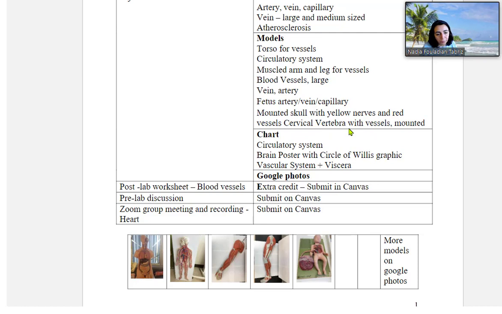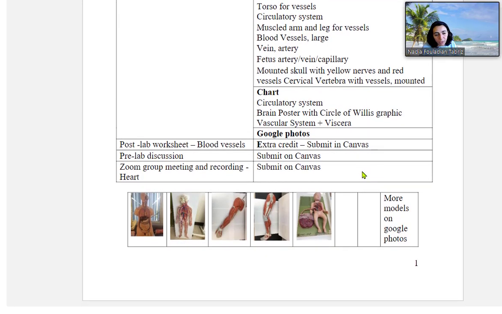And cervical vertebra with vessels, that you have the vertebral artery over there. Then you have some charts for the circulatory system. That is something like this, that is naming everything actually over that one. And circle of the Willis and the vascular system plus viscera, that is showing that next to each viscera, each internal organ of the body, we have some vessels next to them.